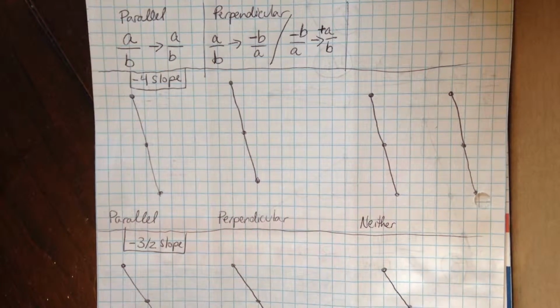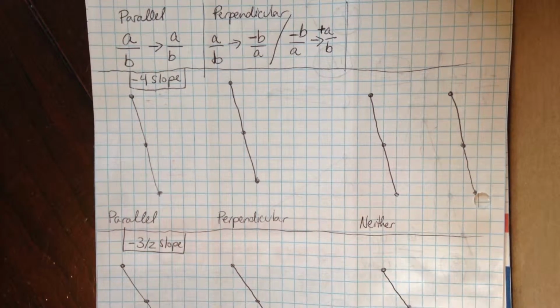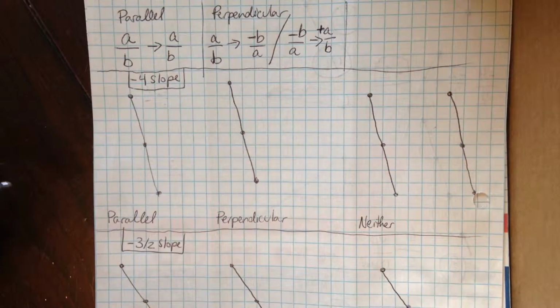Here are our next examples of parallel and perpendicular slopes. And if you notice, these ones are not fractional. So these ones are kind of the more difficult ones.